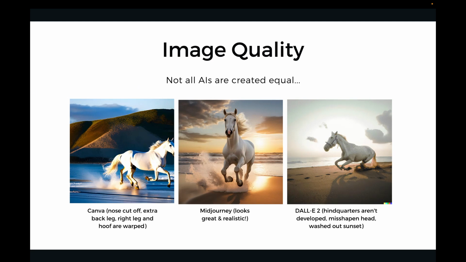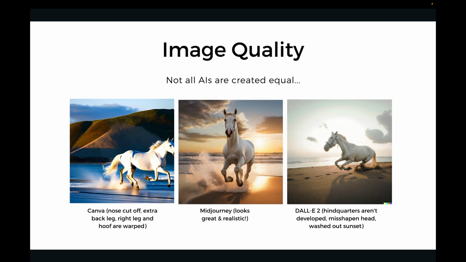As you can see in this example here, the one on the left was created by Canva. It cut off the nose of the horse, added an extra back leg, and the hooves are warped. The one on the right was created by DALL-E, and the hindquarters aren't fully developed. The head, I think, looks a bit misshapen, and the sunset is pretty washed out. Whereas the image in the middle was created by Midjourney. It's got really great detail, looks realistic, and has a beautiful sunset. So you can tell that the quality of the images can vary a bit across these different AIs.